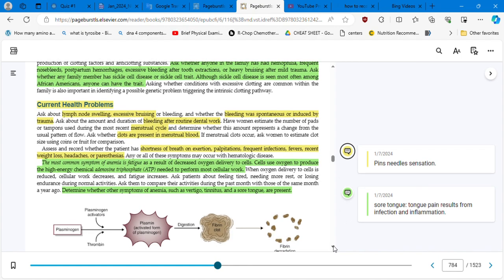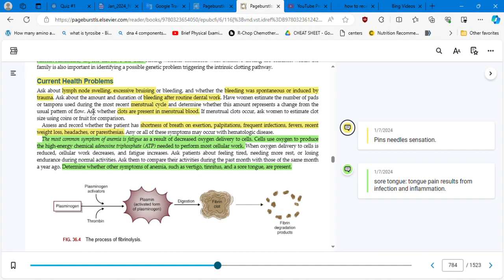Current health problems. We are in the assessment part. We are asking about nutrition. We are asking if they are living with somebody, and what type of diet. Lymph nodes, swelling, excessive bruising, bleeding that was spontaneous or induced by trauma. All these facts we need to assess to see if there is any risk for bleeding, right? Bleeding after routine dental work. How is the menstrual cycle? Do you have clots when you menstruate? Also ask about shortness of breath on exertion, palpitations, frequent infections, fever, recent weight loss, headaches, and paresthesias.